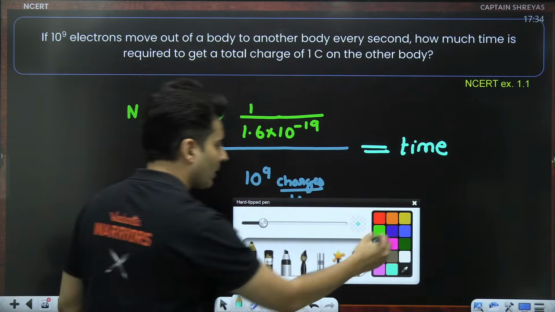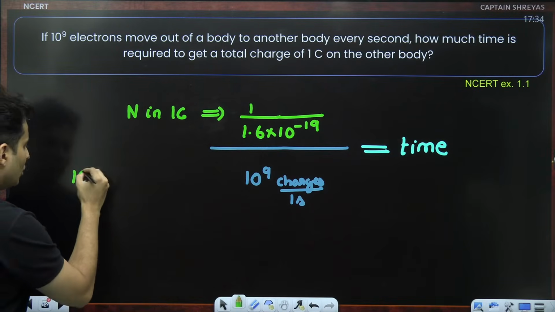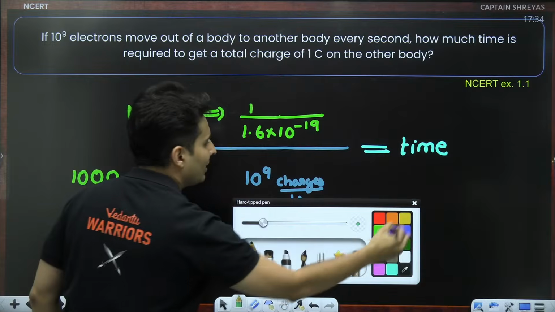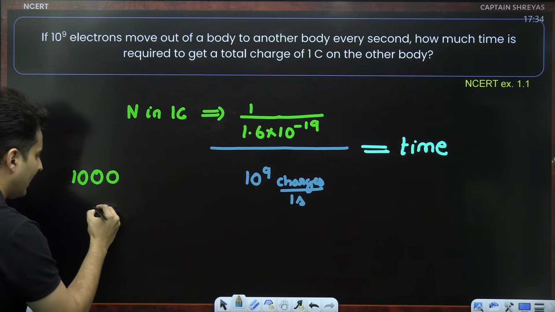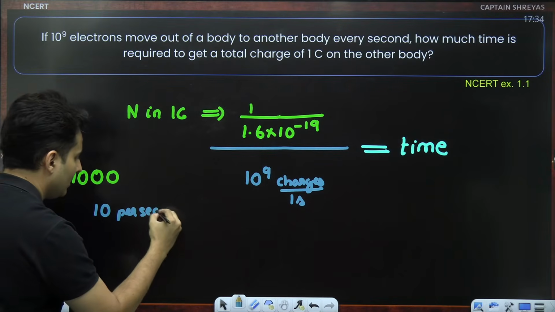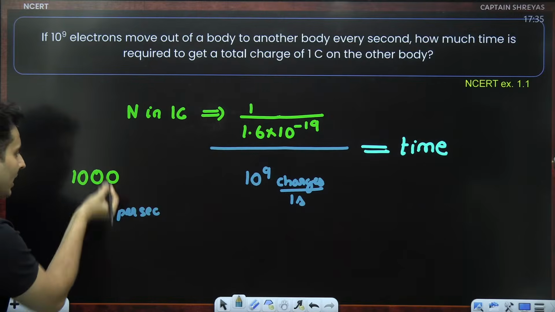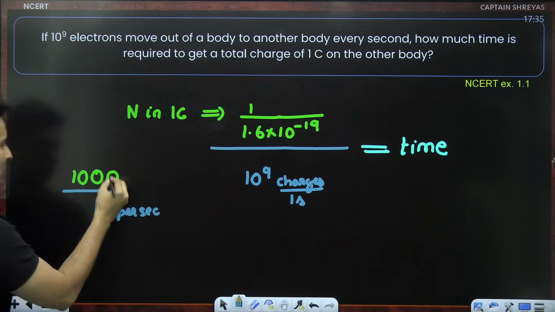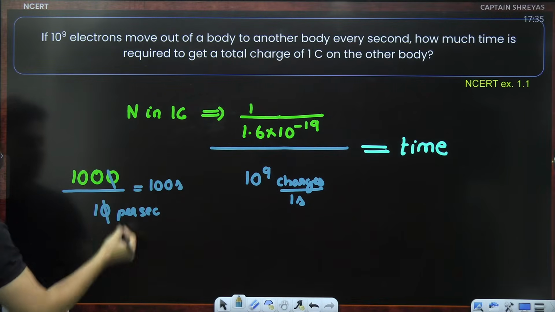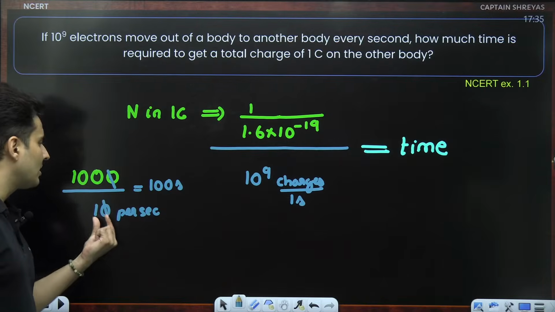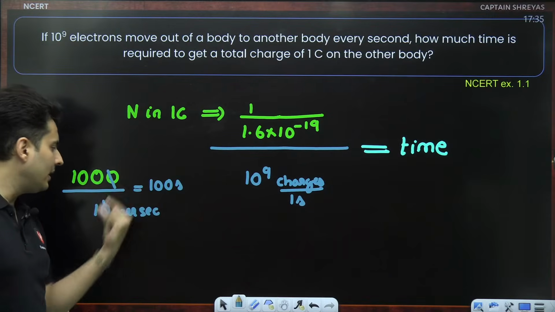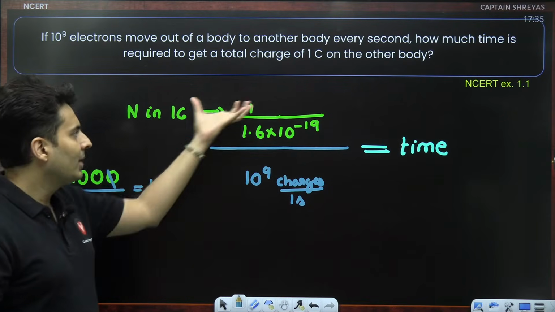Think of it this way. If you are not getting it, imagine total number of charges which I need is basically 1000, and I know that per second, for example, 10 charges come per second. So how much time will I take to bring in those 1000 charges? If I divide 1000 with 10, I will get basically 100. So 100 seconds will be needed for me, because every second 10 charges come. If I wait for 100 seconds, 100 into 10 will give me 1000.